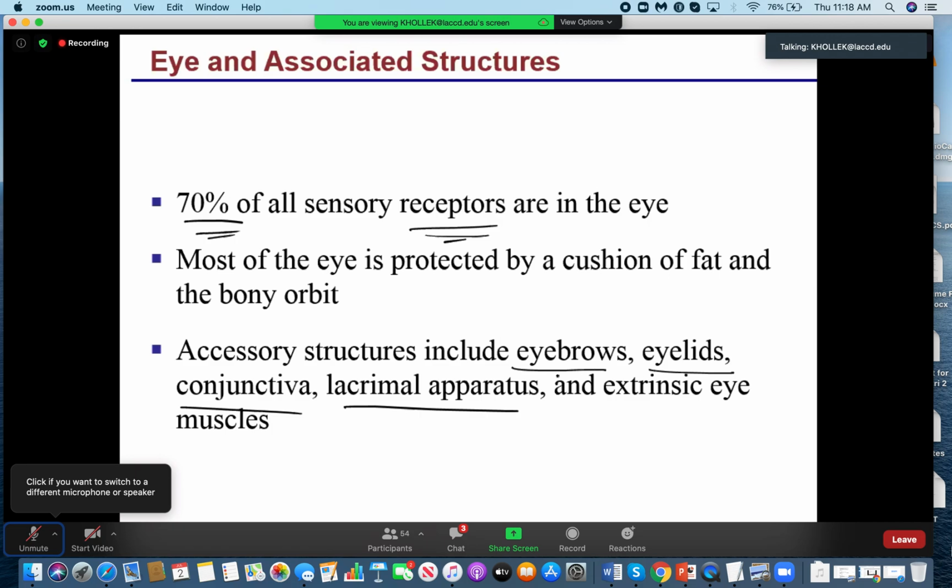And then also the extrinsic eye muscles that you learn in anatomy enable you to move your eyes in different directions: left, right, up, depression, and elevation. All of those were the actions that you learned in the extrinsic eye muscles.